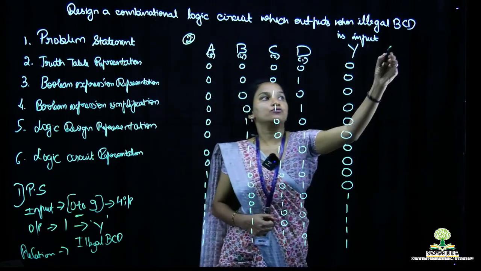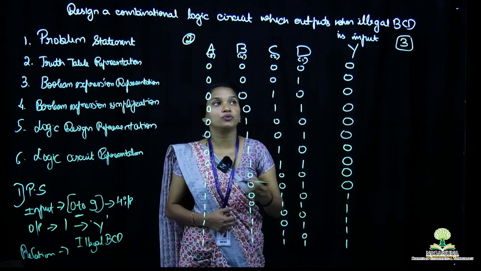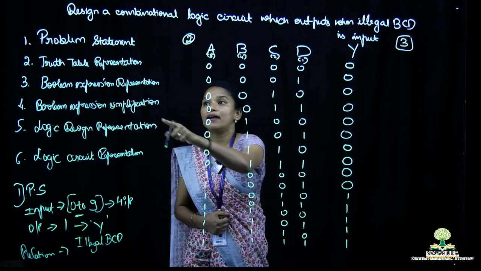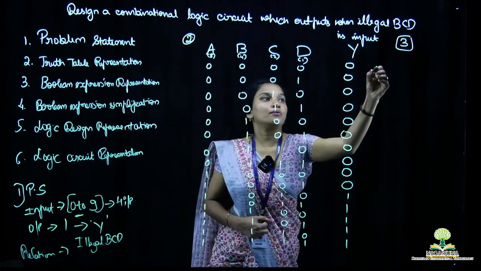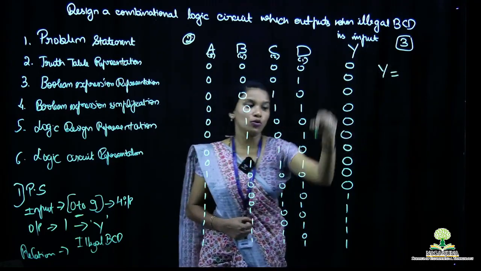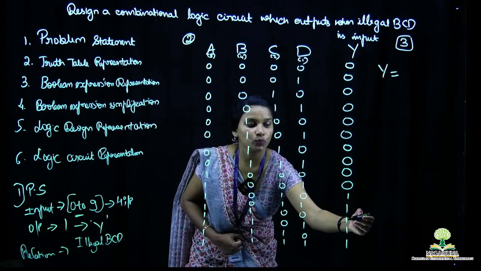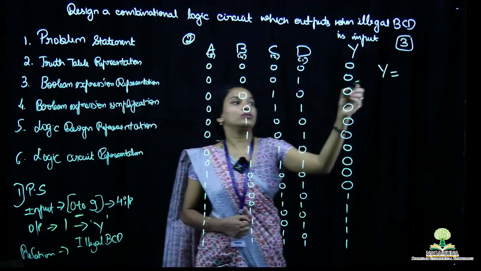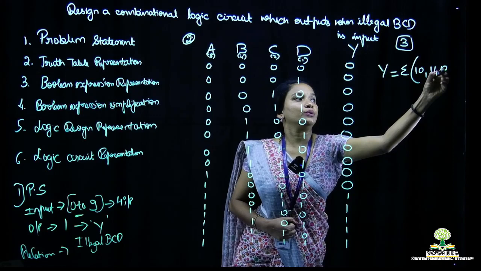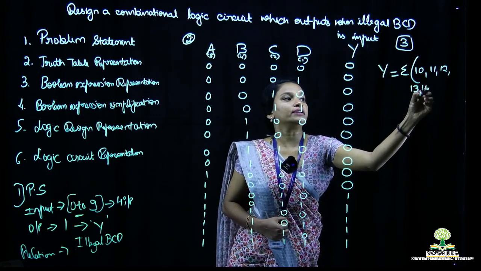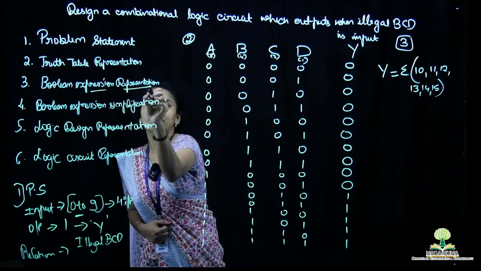Third one, I'll just finish with the third one, then we will continue with the next part of this video. Next we will have the Boolean expression representation, which is very easy to write. You just have to write Y is equal to the summation of the outputs. Wherever you have the output as 1, that is 10, 11, 12, 13, 14, 15, you write summation of 10, 11, 12, 13, 14 and 15. This part we call the Boolean expression representation.